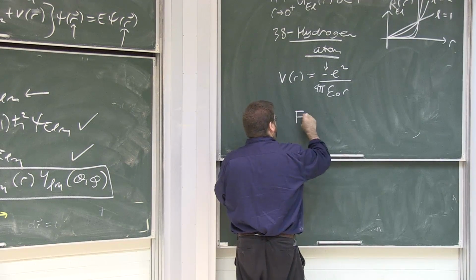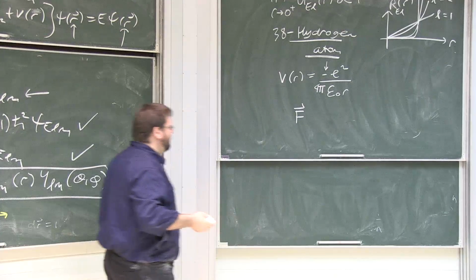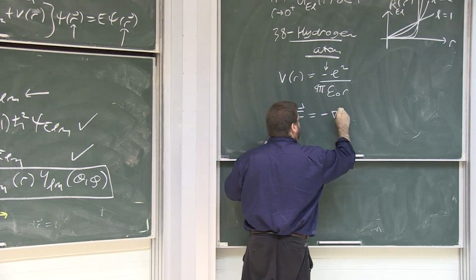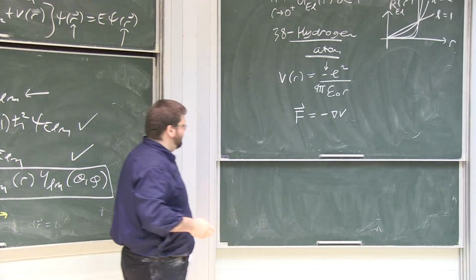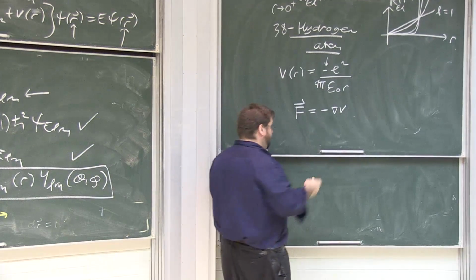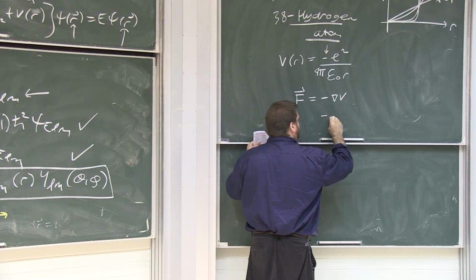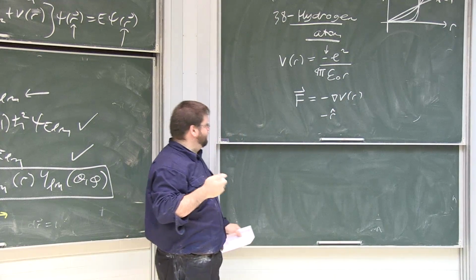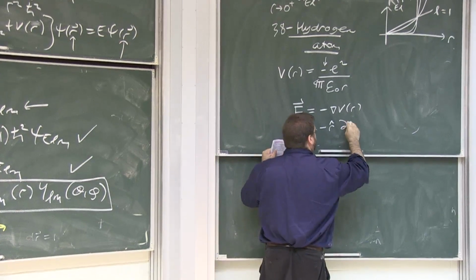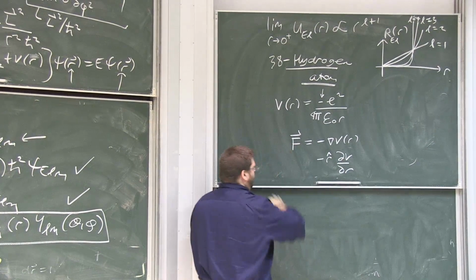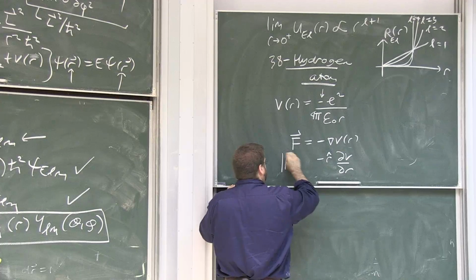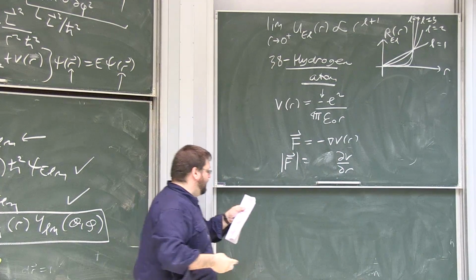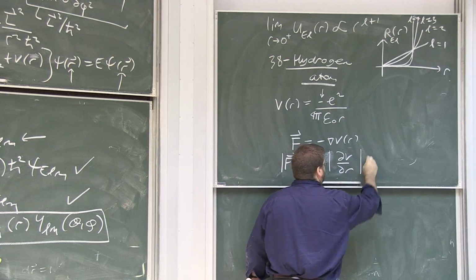You also know that the force acting on the electron is the negative gradient of the potential. Now, since we're in spherically symmetric coordinates, you know that a negative gradient of a function purely of R will be minus the unit vector in the R direction times d dr. And I don't want vectors here, so I just want the magnitude of the force. That gets rid of the negative sign and the unit vector. The magnitude of the force is going to be the magnitude of dV dr.